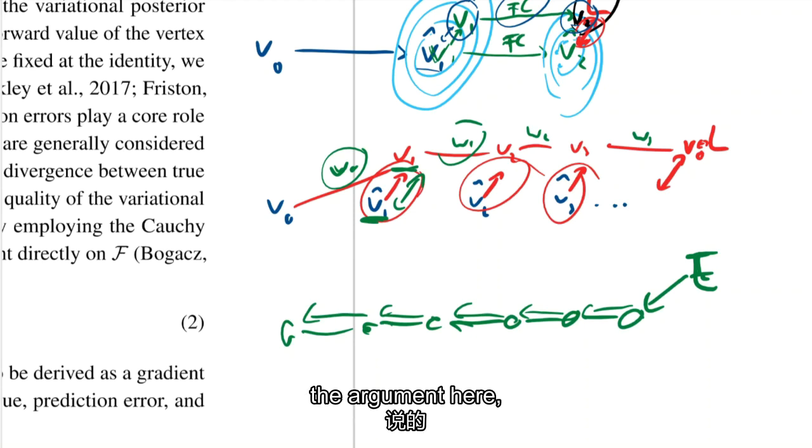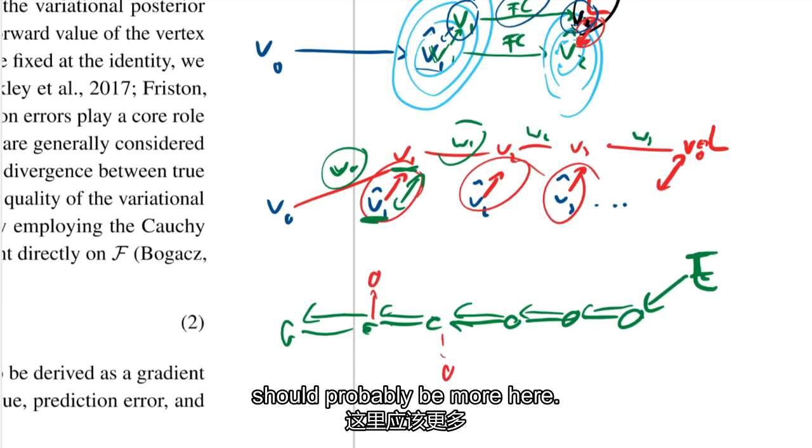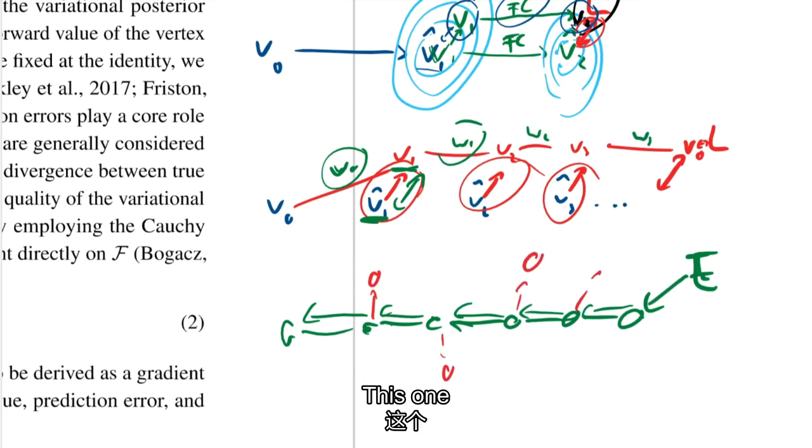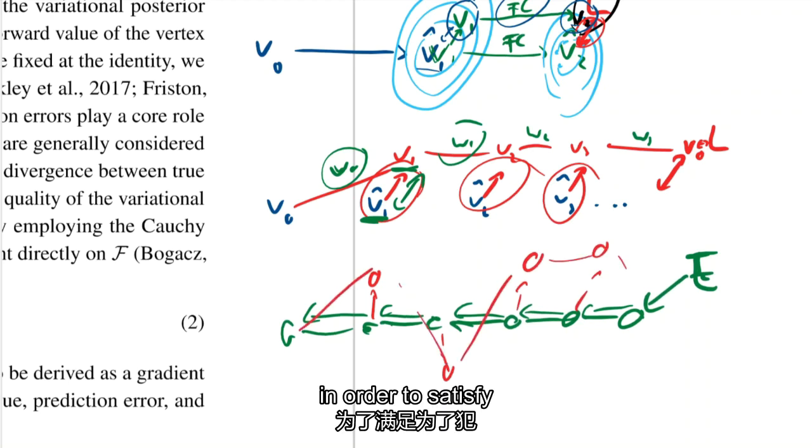So to finish the argument here, as I said before, you wiggle on these nodes to find out, oh, this should probably be more here. This one should probably be more here. This one should probably be more here. This one should probably be more here, in order to make that error smaller.